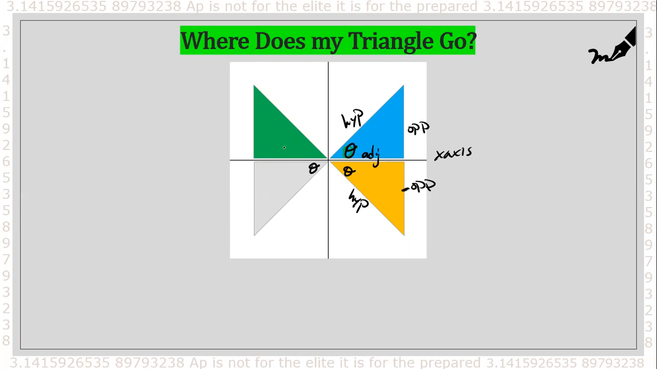So hopefully you were able to see that the hypotenuse is right here. My adjacent is still on the x-axis, and my opposite's right here. However, this adjacent is to the left of the y-axis, so it has to be negative, and the opposite is below the x-axis, so it also has to be negative.